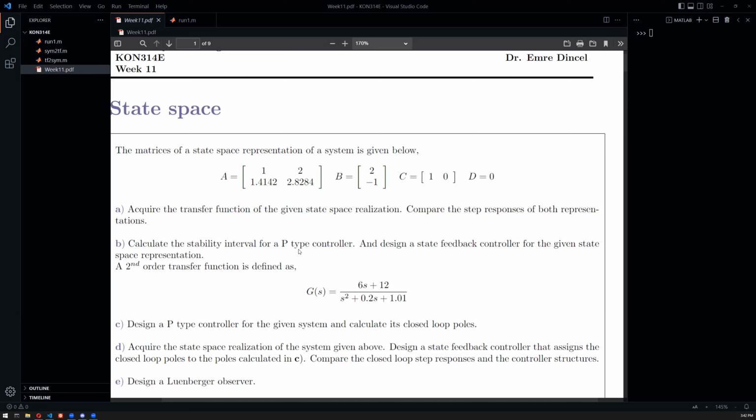We will have a quiz, and the quiz will be about week 10, so frequency domain. Let me also announce that. And yeah, let's dive into state space.